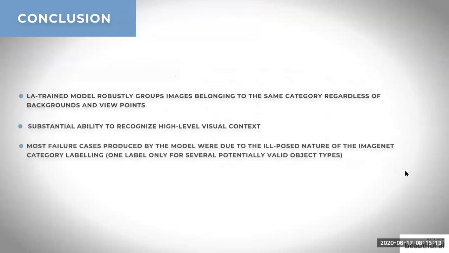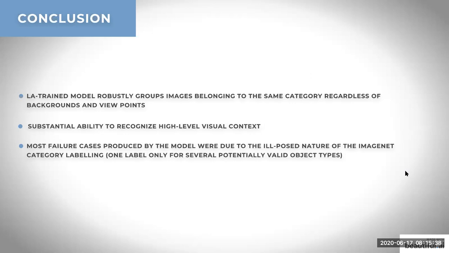And as a conclusion, we can say that local aggregation trained models, first of all, classify images quite efficiently and regardless of background and viewpoints. The second conclusion is that they can recognize high-level visual context.